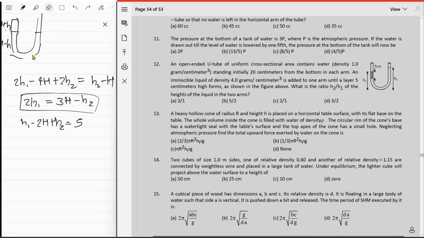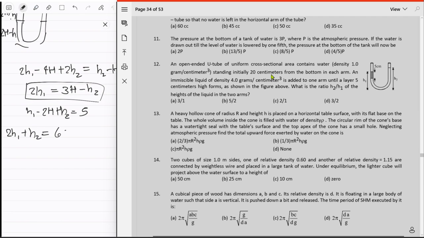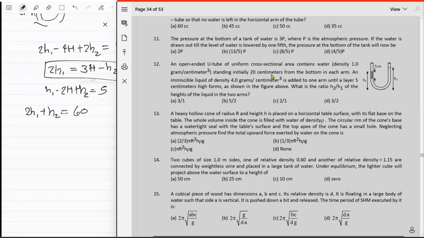We are not solving it properly, we'll just figure out what these should be. So our equations have 2H1 plus H2 is equal to 3 capital H. Initially it was how much water? 20 centimeter each, right? So 60. And H1 plus H2 is equal to 2 capital H plus 5, right?